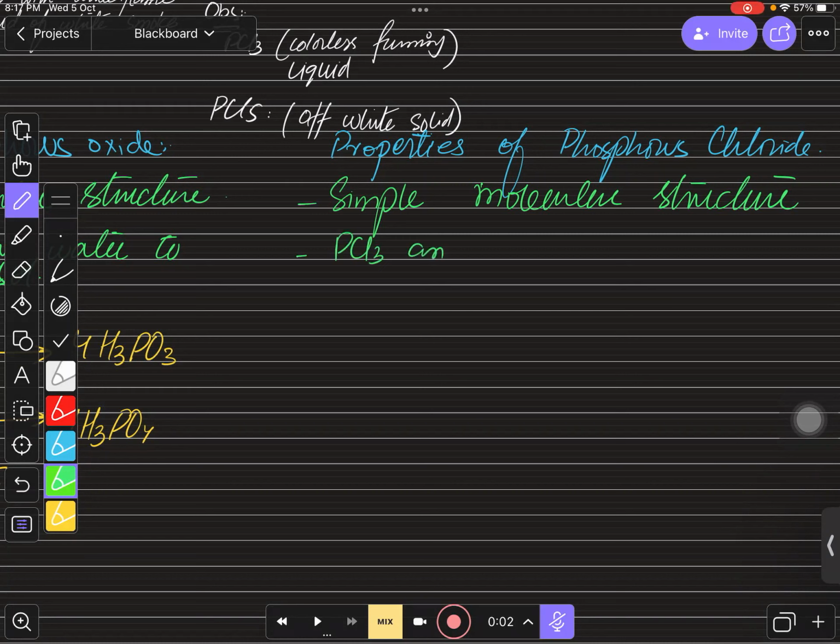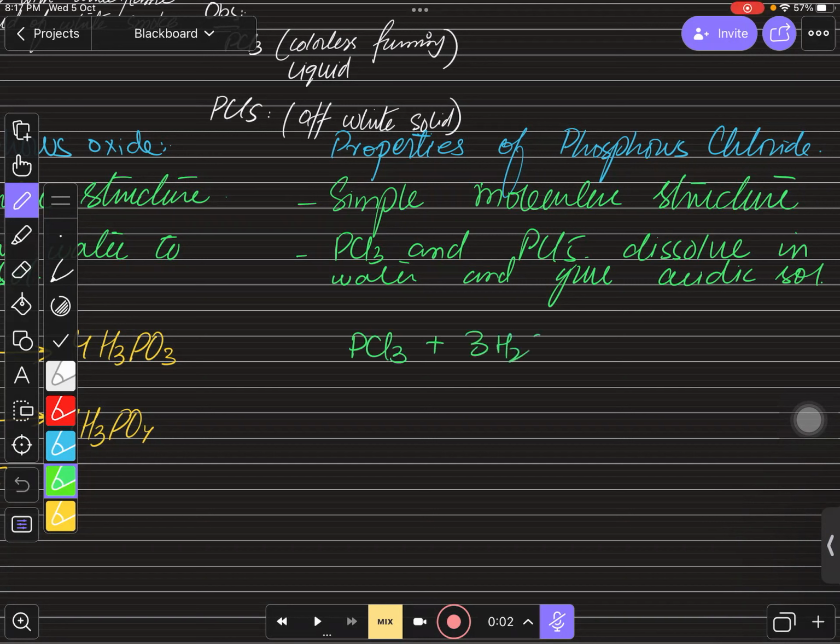PCl3 and PCl5 both dissolve in water and give acidic solution. How they provide acidic solution, you need to remember this because it is very important for past paper questions. If you talk about PCl3, when the molecules dissolve in water, they will produce a combination of acids. One is H3PO3 and the second one is HCl. This is a combination of two different acids, and both are strong, so the pH is near 1, right?